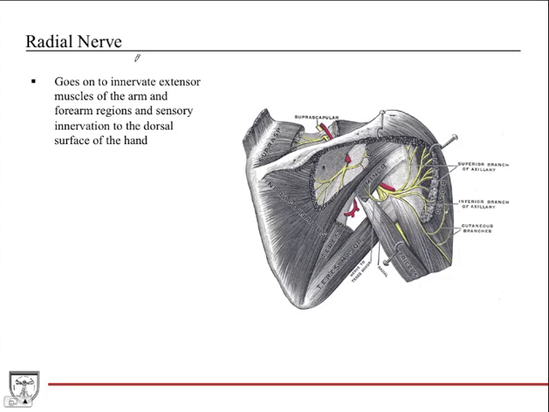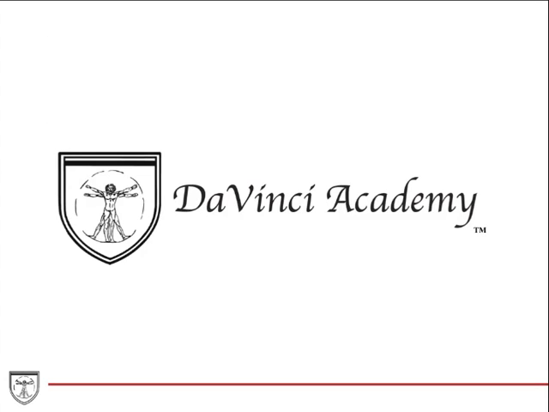The radial nerve goes on to innervate the extensor muscles of the arm, the forearm, and also the fingers in the hand, and it provides cutaneous innervation to the dorsal surface of the hand. All right, and that wraps up our discussion of the blood vessels and nerves in the shoulder region.